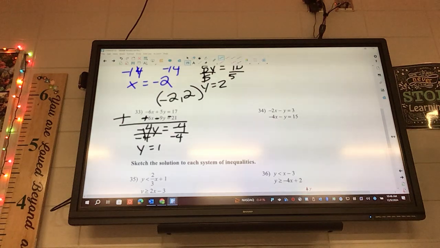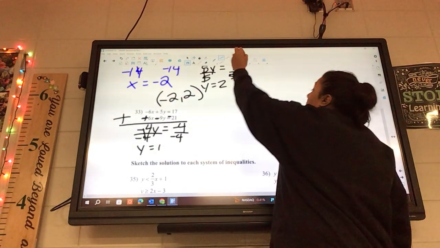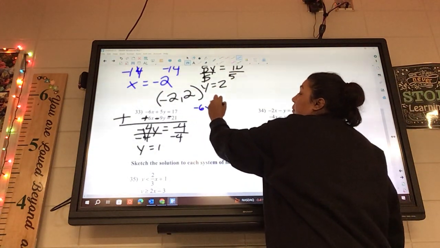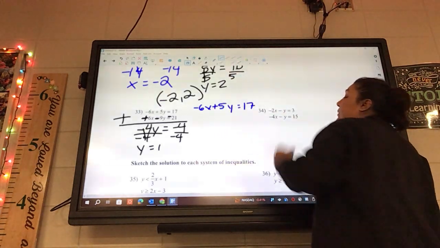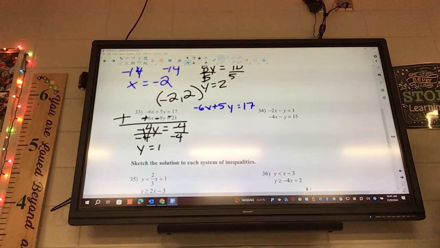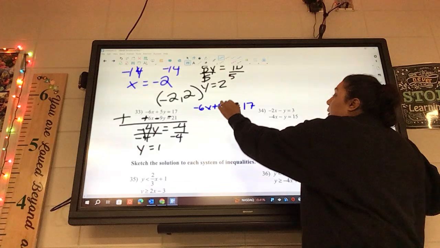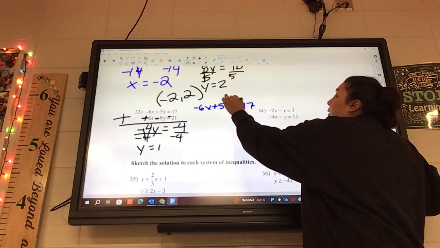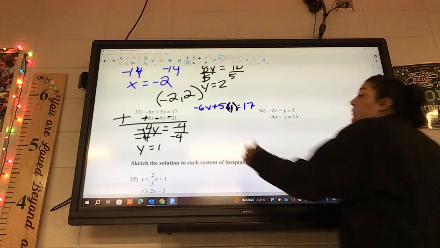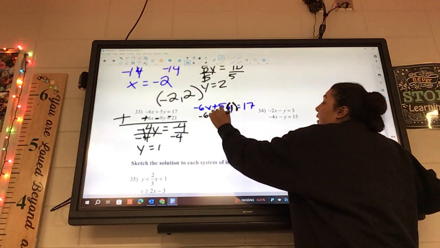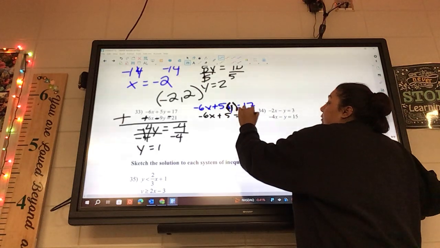Okay, and the same as we did before, then you're going to write down the top equation. Okay, so -6x plus 5y equals 17. And which one do we have solved already? The y. So wherever there's a y, what are we putting? A 1. Okay, so right here should be a 1. Okay, so 5 times 1 is 5, so you're going to get -6x plus 5 equals 17.